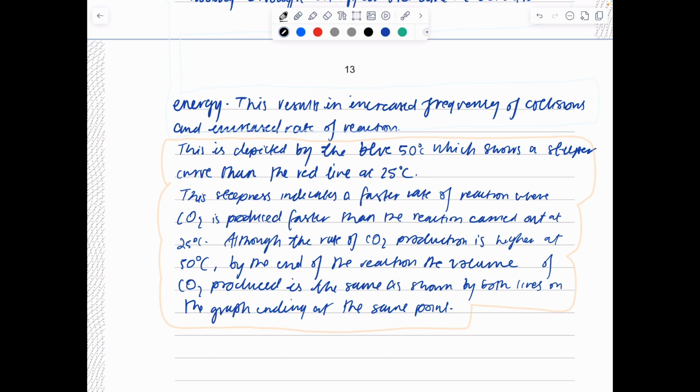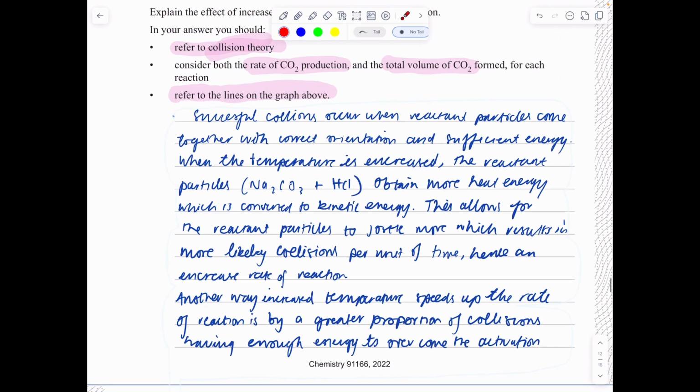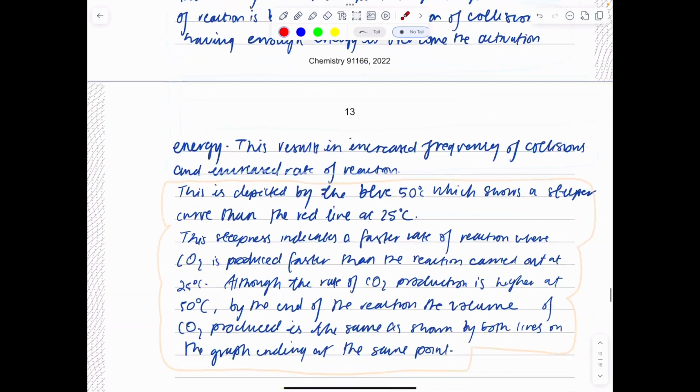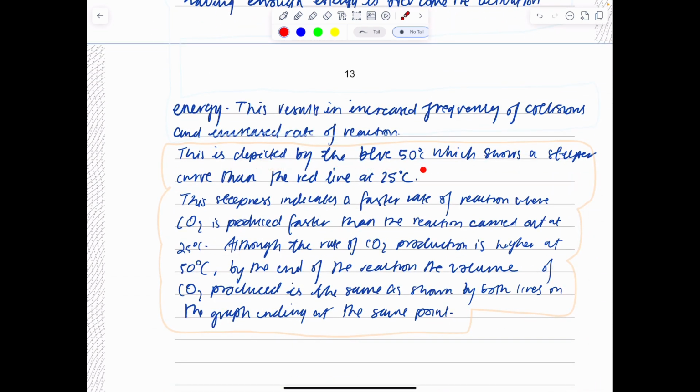This is depicted by the blue 50-degree line, which shows a steeper curve. So I'm up to this part here. I'm actually going to come back to this soon, but I'm referring to the lines to begin with. Okay. So this is depicted by the blue 50-degree line, which shows a steeper curve than the red line at 25 degrees. This steepness indicates a faster rate of reaction where CO2 is produced faster than the reaction carried out at 25 degrees.